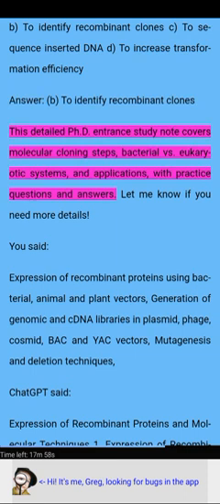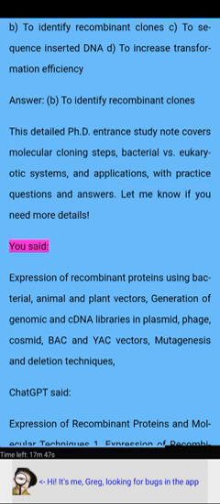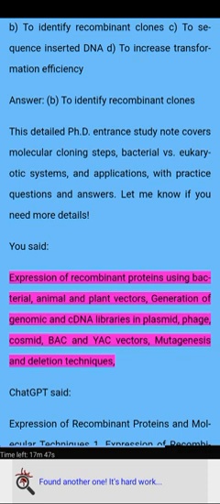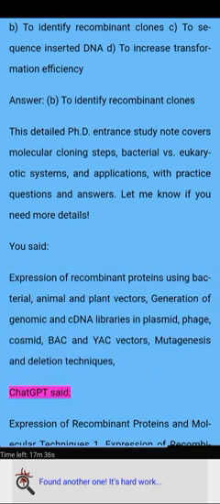This detailed PhD entrance study note covers molecular cloning steps, bacterial versus eukaryotic systems, and applications, with practice questions and answers. Let me know if you need more details. You said: Expression of recombinant proteins using bacterial, animal and plant vectors, generation of genomic and cDNA libraries in plasmid, phage, cosmid, BAC and YAC vectors, mutagenesis and deletion techniques.